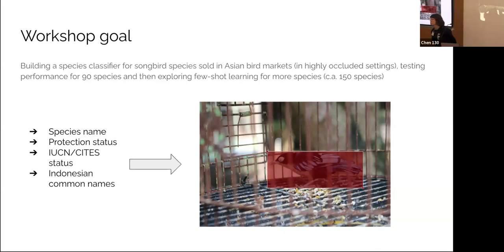How well represented are these Indonesian species in data sets like iNaturalist? Not very well. There's some in the field, there is an iNaturalist project. It's called Wild Birds in Cages, but it's pretty small and it only really covers the popular species. So for example, this species is pretty rare in trade, but it's not there.